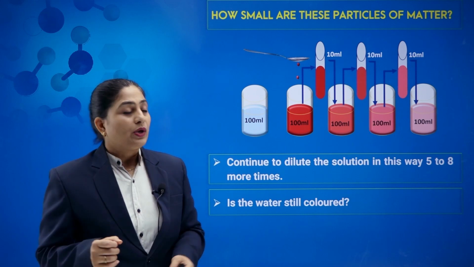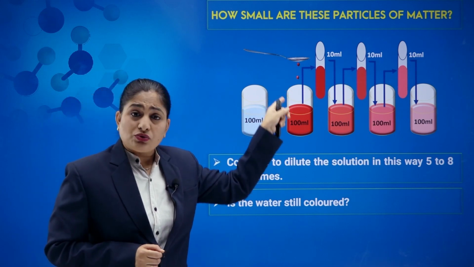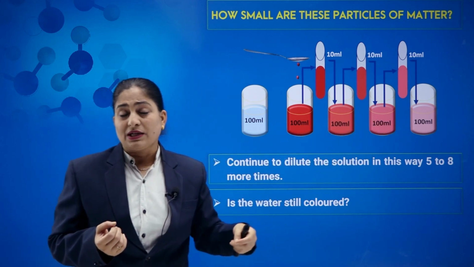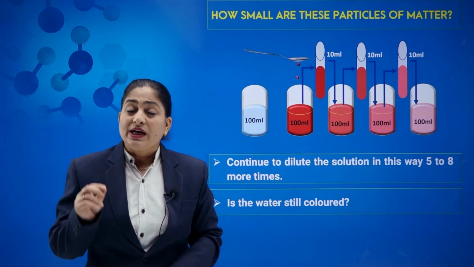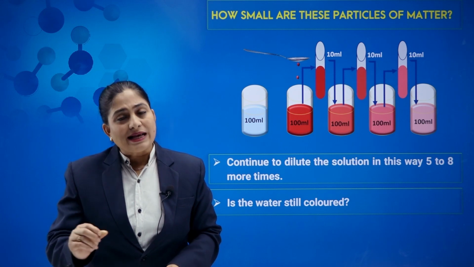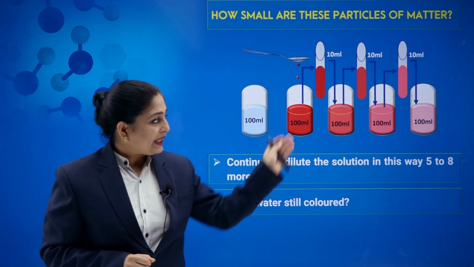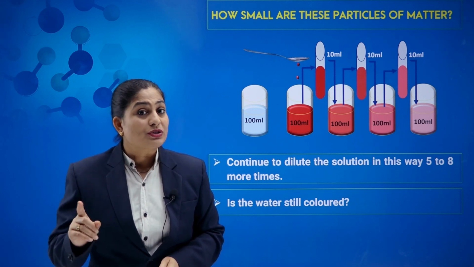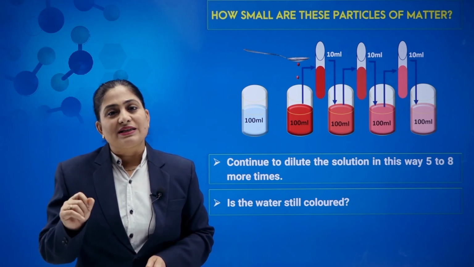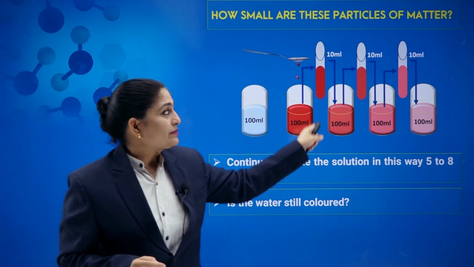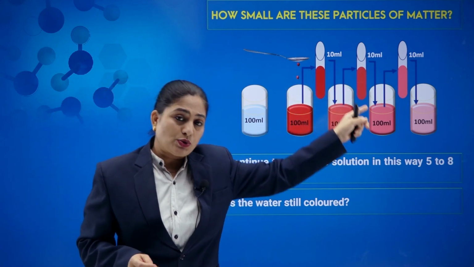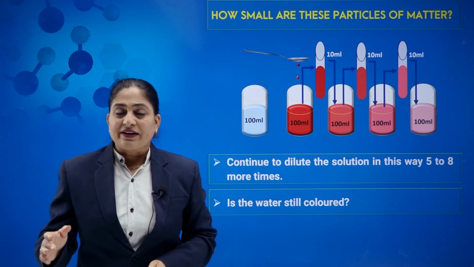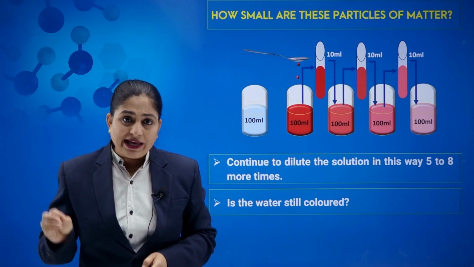It means that if I have taken only 2 to 3 crystals of potassium permanganate and diluted it so many times, even at the end there are some particles of potassium permanganate in the last beaker. This shows that the particles are very, very small and can easily be transferred with 10 ml from one beaker to another, again 10 ml to the next beaker, and so on. So this activity shows that the particles are very, very small.